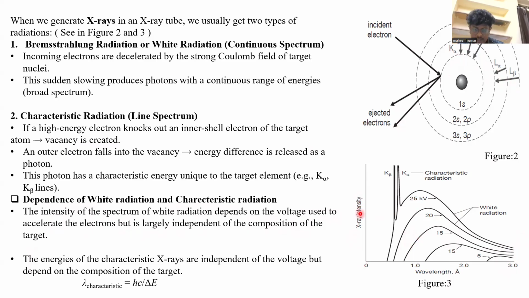When we increase the voltage, the intensity of the X-ray will increase, but the energies of the characteristic X-rays are independent of the voltage, but depend on the composition of the target. Composition of the target means the composition of the anodic metal. Different metals have different characteristic wavelengths, because different metals have different energy gap delta E values.